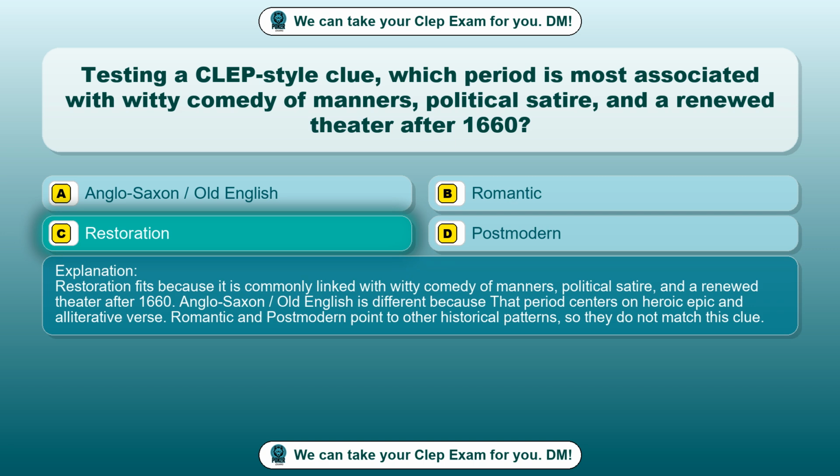Restoration fits because it is commonly linked with witty comedy of manners, political satire, and a renewed theatre after 1660. Anglo-Saxon/Old English is different because that period centers on heroic epic and alliterative verse. Romantic and postmodern point to other historical patterns, so they do not match this clue.